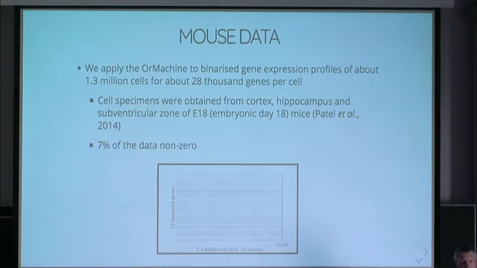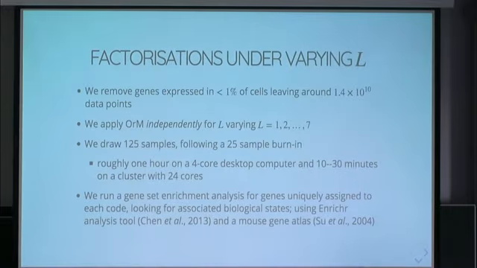Just to note, this kind of data is fairly sparse: only 7% of the data is non-zero, which means that for any cell, on average, 7% of the genes are expressed when we threshold it. We removed genes expressed in less than 1% of cells. That leaves around 10 to the 10 data points in the matrix. We took the number of codes and increased it sequentially, and the results I'll show are from 2, 3 and 4.